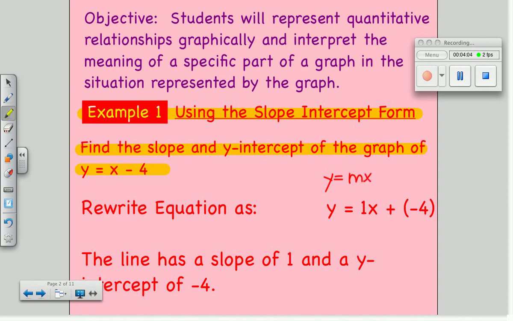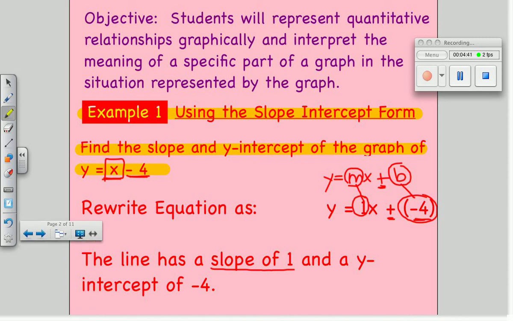Since there was no number next to x here in my graph, I'm going to write the coefficient as 1. Okay? And since we're subtracting 4, and this is addition, we're going to change it to addition, and it's going to be negative 4 then. So now I can just identify the m and the b, which is the y-intercept. Okay? So m, the slope of the line, is 1, and the y-intercept, the b of the line, is negative 4.